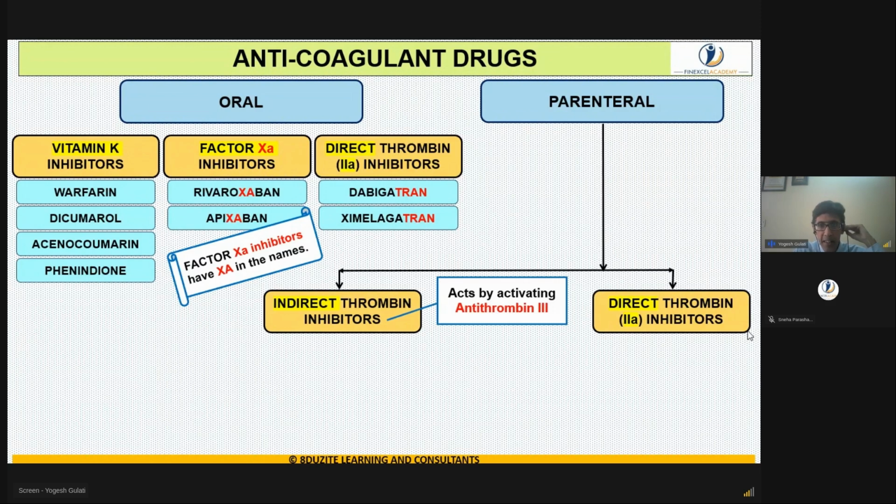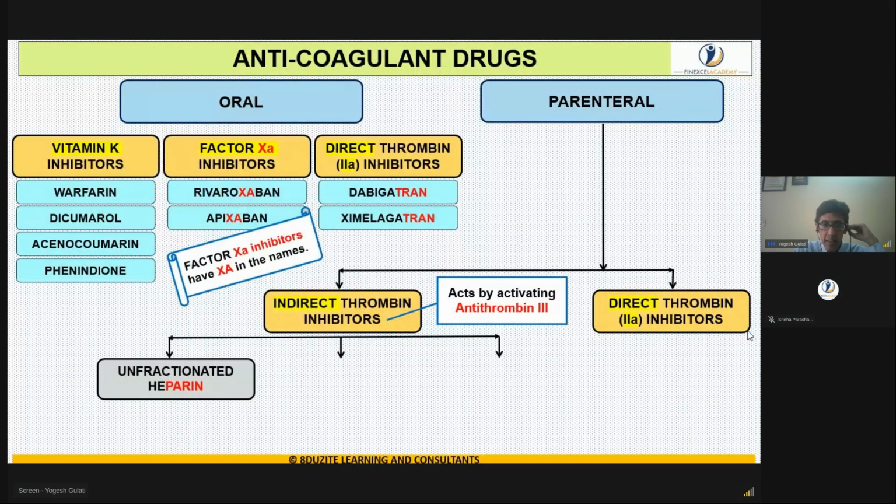So in parenteral we have indirect and direct. In indirect, they are called indirect because they do not directly inhibit, but they act indirectly by first activating antithrombin 3, and this antithrombin 3 then kills thrombin. So there is a mediator in between, antithrombin 3. It is not directly inhibiting thrombin, but acting by activating antithrombin 3, and then antithrombin 3 goes and kills factor 2.